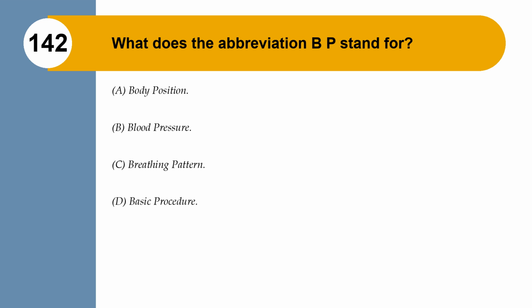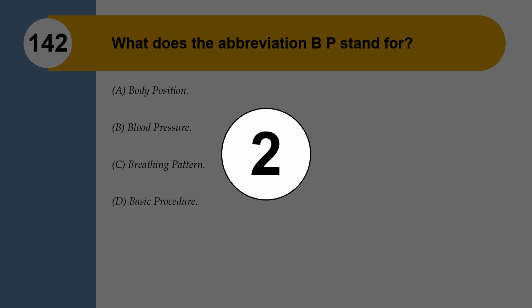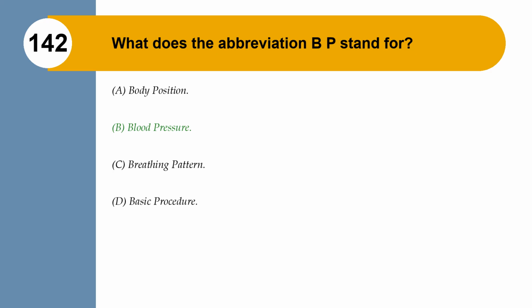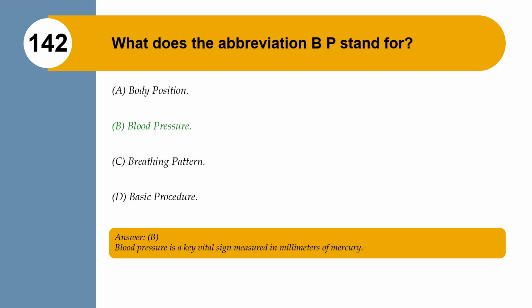Question 142. What does the abbreviation BP stand for? Option A, body position. Option B, blood pressure. Option C, breathing pattern. Option D, basic procedure. The correct answer is option B, blood pressure. Explanation. Blood pressure is a key vital sign measured in millimeters of mercury.